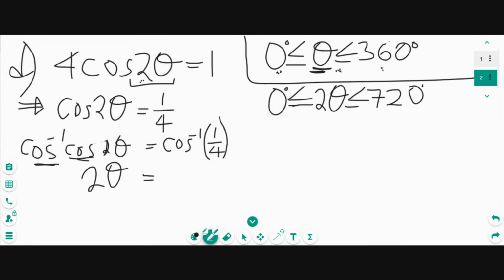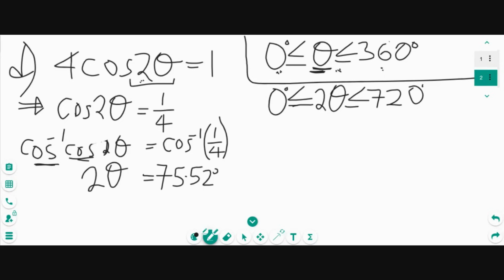Cos inverse of a quarter, I press that on the calculator to get its value. My calculator, cos inverse of a quarter. Okay, I'm having 75.52. I'm going to always write a maximum of 2 decimal places when I'm writing angles. But when you are dealing with other forms of mathematics, you can write up to 4. So 2 theta is 75.52. Okay, but that's not the answer.